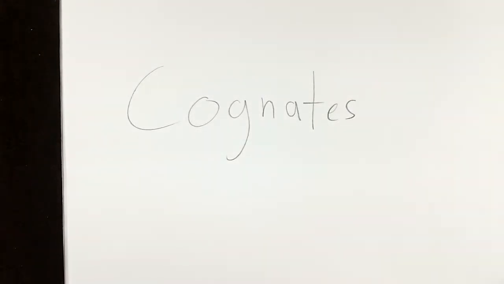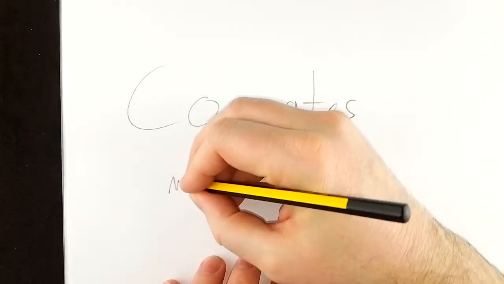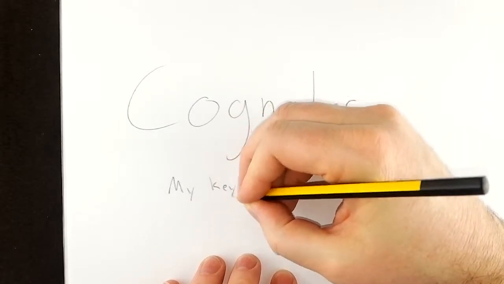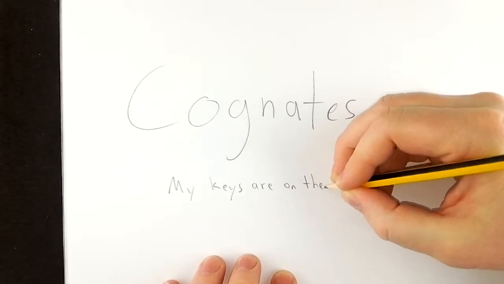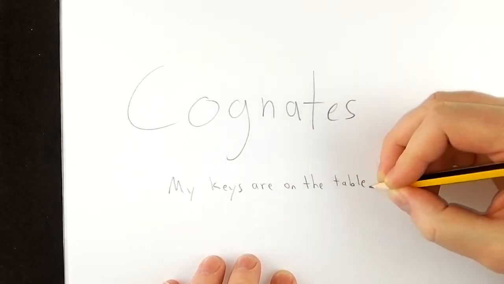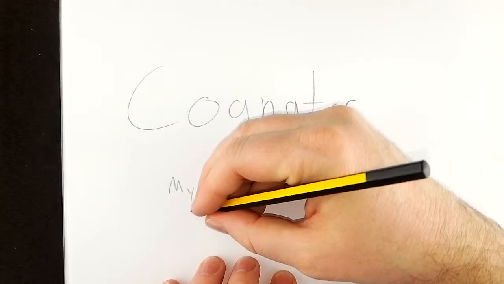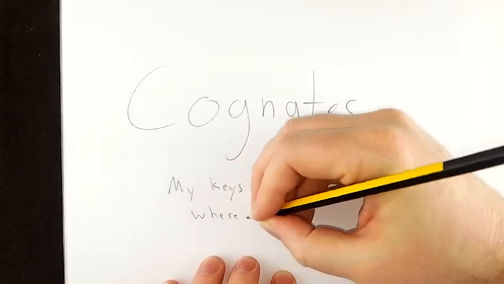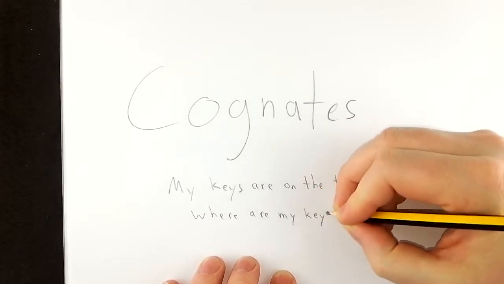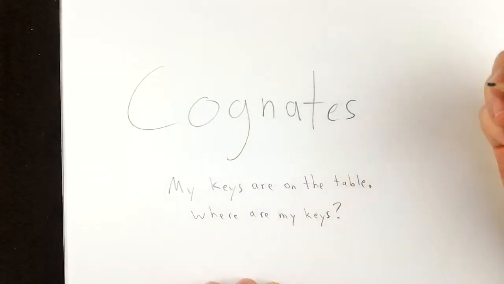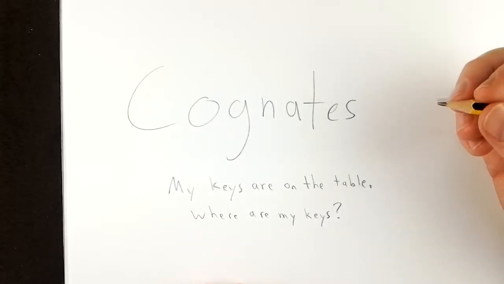Most of our sentences are based in information, like my keys are on the table. Information, or the question, where are my keys? Sometimes we can talk about something that is uncertain, something that I don't know.